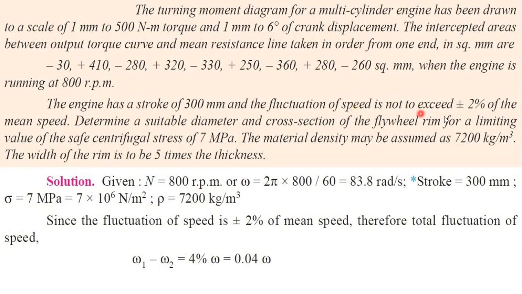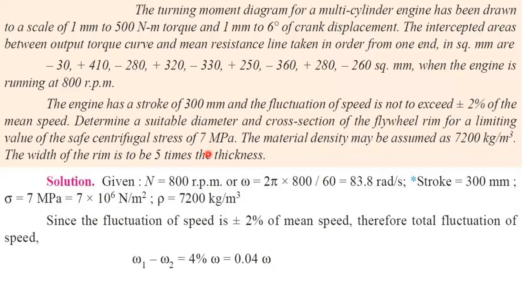Next is the fluctuation of speed not to exceed plus or minus 2% of mean speed. So automatically omega 1 minus omega 2 will be 4% of mean speed. We need to determine the suitable diameter and cross section of the flywheel rim for a limiting value of safe centrifugal stress. So sigma, the stress value, is 7 megapascal, so 7 into 10 power 6 Newton per meter square. Density is 7,200 kg per meter cube. The only hint is the width of the rim is 5 times the thickness. For this we'll be using it at the end of the problem.